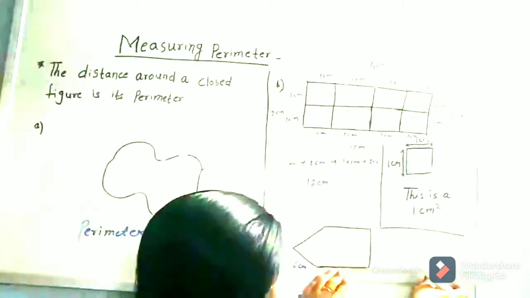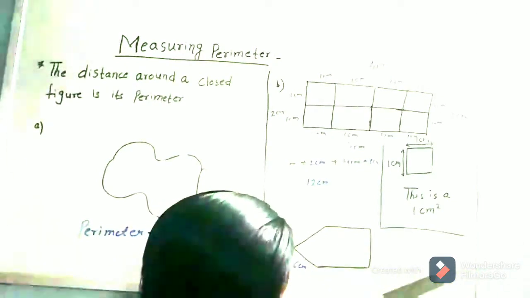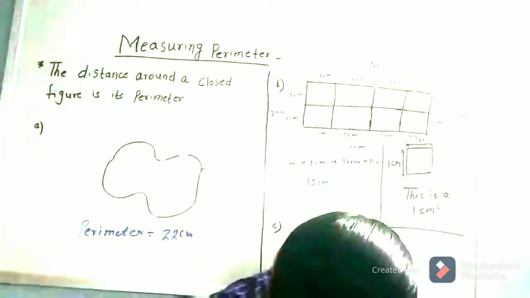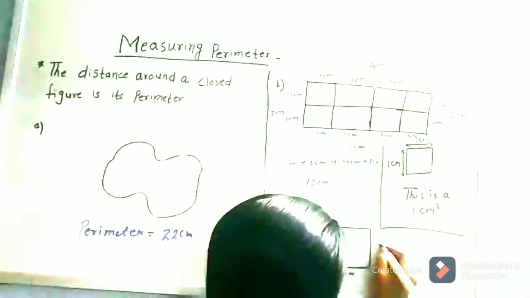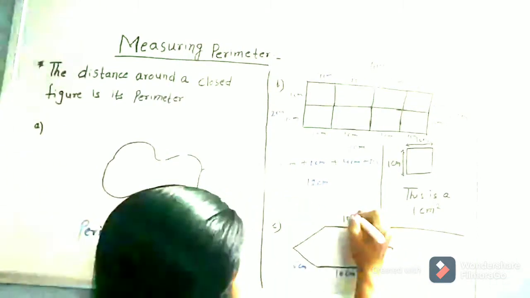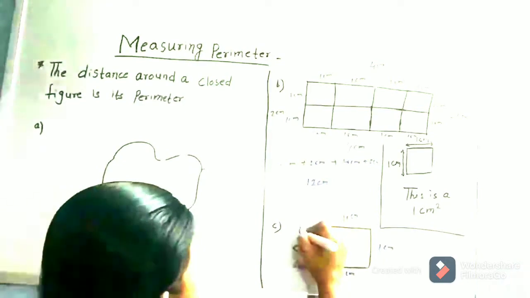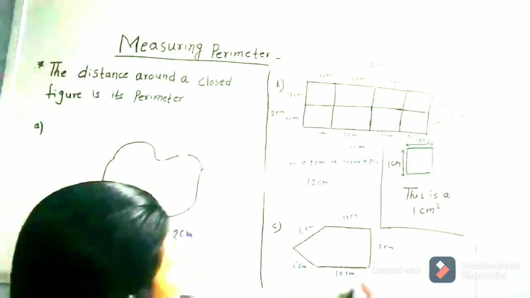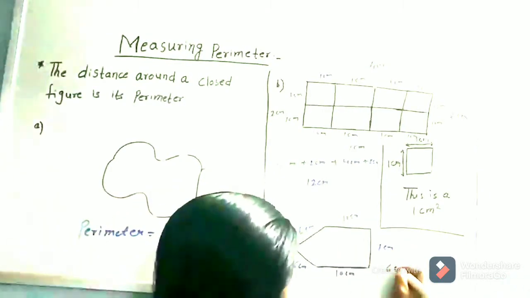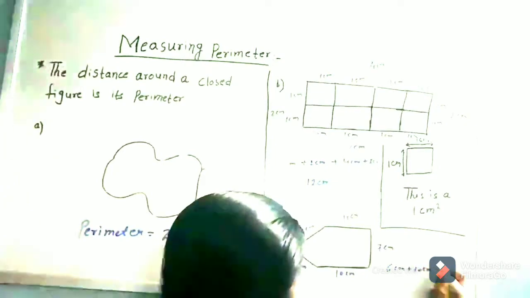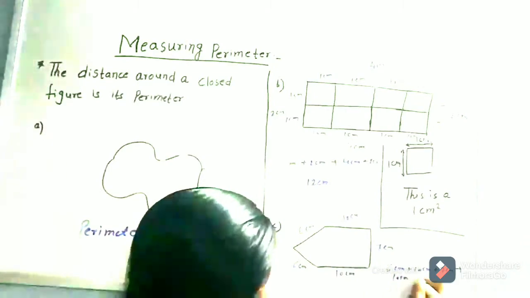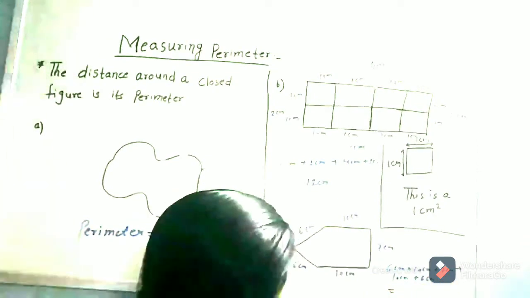Now here we start with the 0, so this is 10 centimeters. Here we start from here, so 7 centimeters. Here also the same size, 10 centimeters, and here also 6 centimeters. So this is also 6 centimeters. Now we add: 6 centimeters plus 10 centimeters plus 7 centimeters plus 10 centimeters plus 6 centimeters. After this we add these.